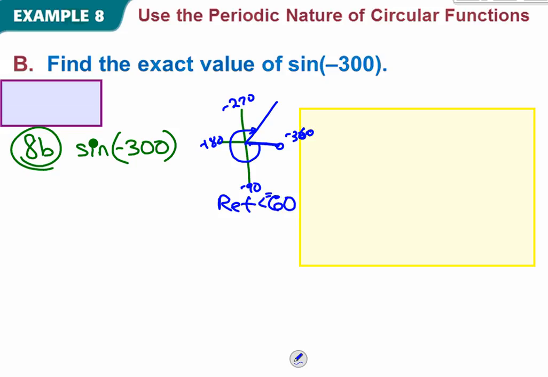Equals 60. And it's in that A, all students take calculus, so all things are positive. And this is because of this periodic nature. So the sine of negative 300 is equal to the positive sine of 60 degrees.